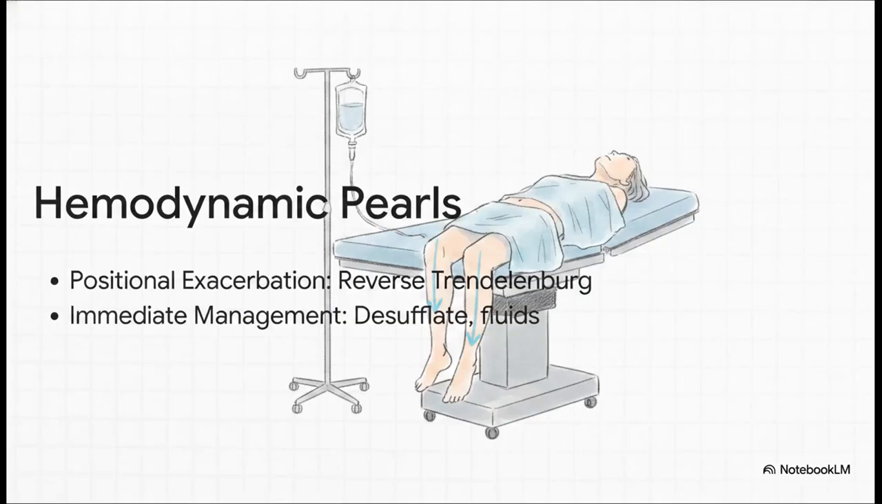Exam pearls, positional exacerbation. Laparoscopic cholecystectomy requires the reverse Trendelenburg position. This directly causes blood to pool in the lower extremities due to gravity, which further decreases venous return and completely aggravates acute hypotension. Immediate management. If sudden hypotension happens during initial insufflation, your immediate step is to desufflate the abdomen by venting the ports, check the automated insufflator settings, and immediately administer intravenous fluid boluses.